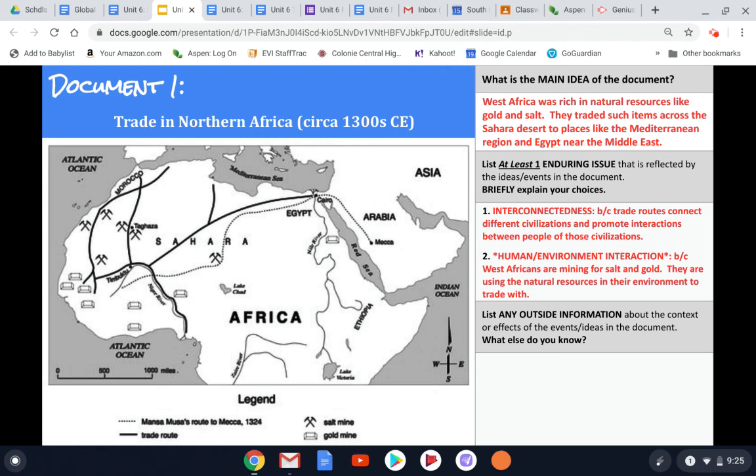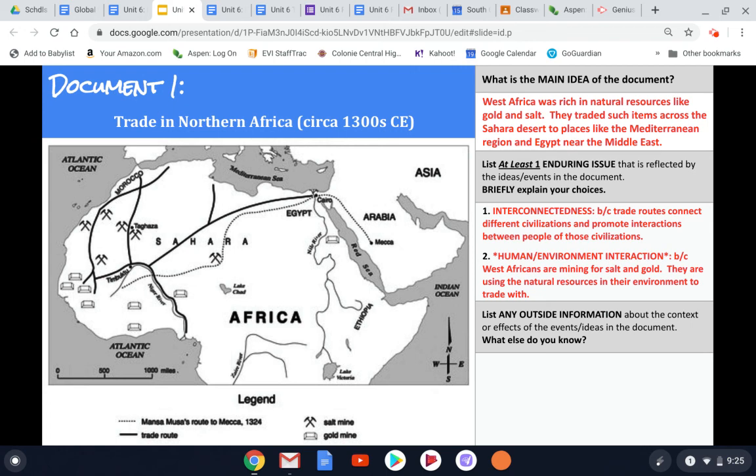Now think of the third task. List any outside information that you are reminded of when you're thinking of these two enduring issues in this document. So this is a little tip. What I want you to think of is take each enduring issue and connect the evidence of that enduring issue in the document to anything else that isn't quite told to you or shown to you regarding that concept. For example, we mentioned interconnectedness because there are trade routes of salt and gold between these different areas and between these different civilizations.